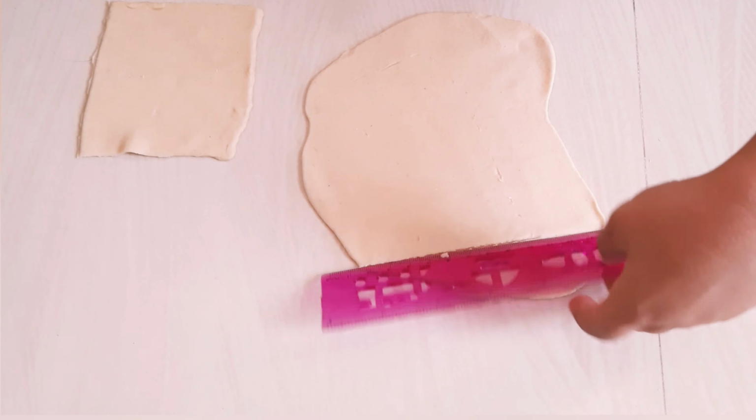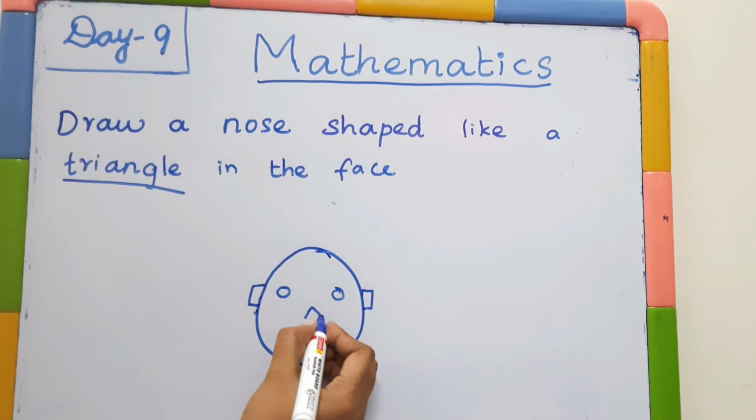Draw a nose shape like a triangle on the face. See, this is the face. Here, two eyes are there. Circle eyes. Rectangle mouth. We are going to draw a nose. Nose should be in triangle shape. So, draw a small triangle here.